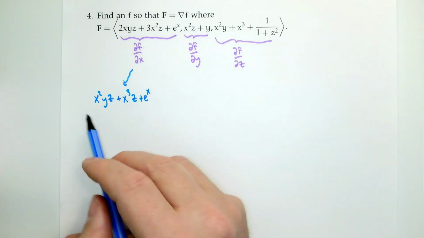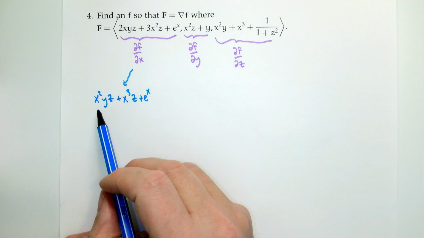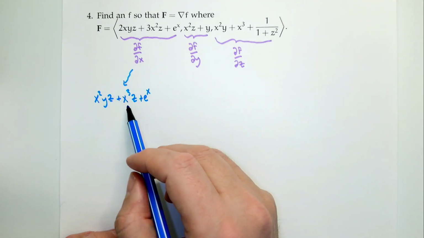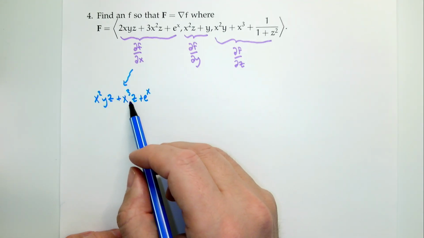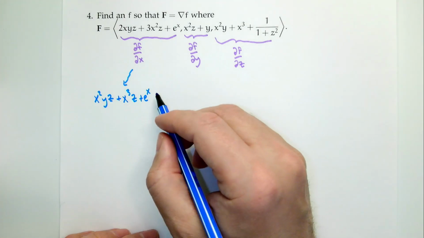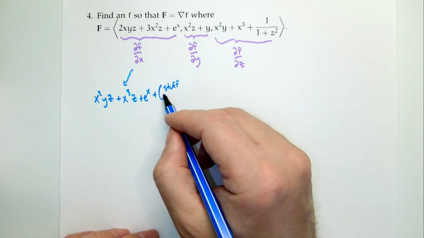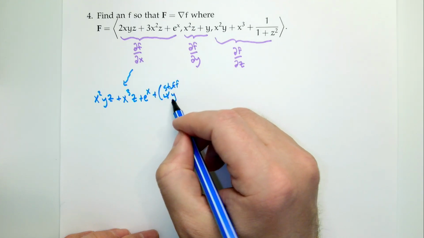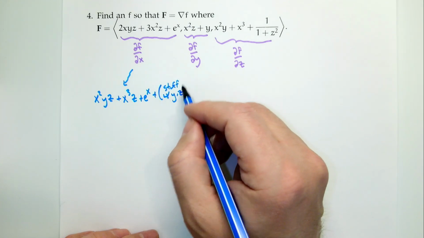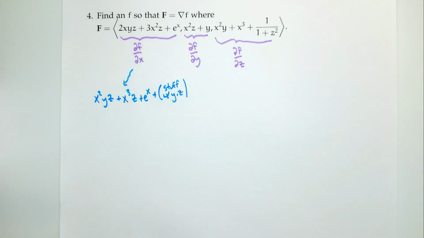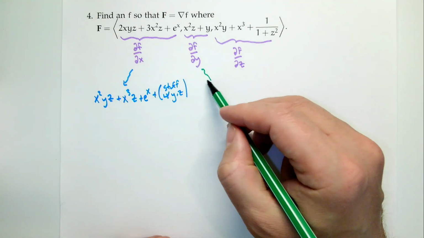So that tells us our function has to have a piece that looks like x squared yz, plus a piece which looks like x cubed z, plus a piece which looks like e to the x, plus stuff with just y and z involved. So that's what our function has to look like just by examining our first slot. But remember, there are 3 slots. So let's go to our next slot.